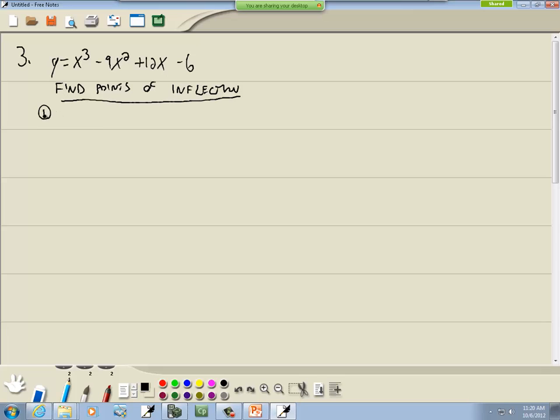So, first step. Find the second derivative. So y prime: take your power, put it out in front, so this becomes 3x squared, minus 9, take the 2, put it out in front, so we get 18x, and then 12x becomes 12. And that gives us y double prime equals 6x minus 18.